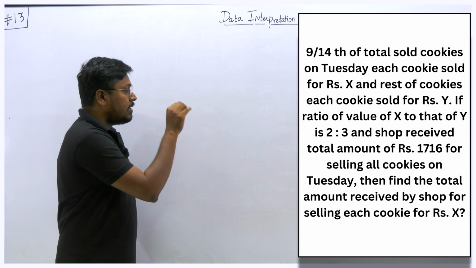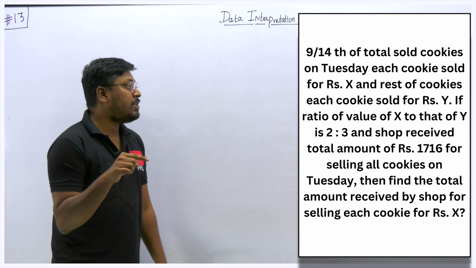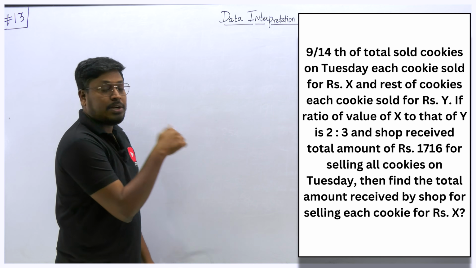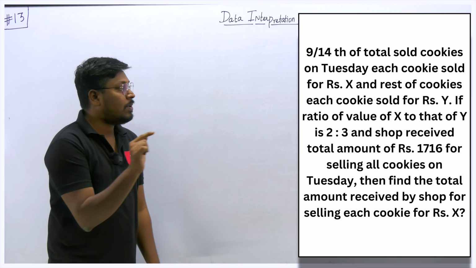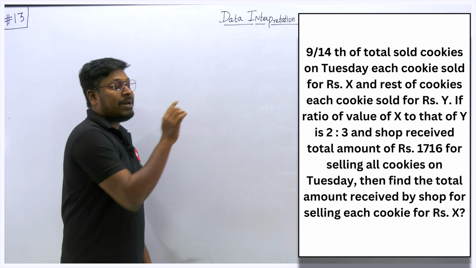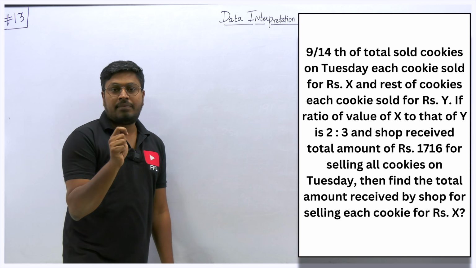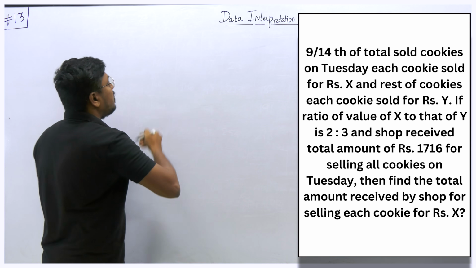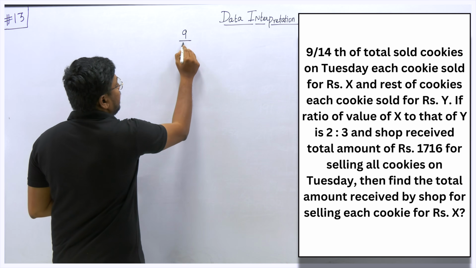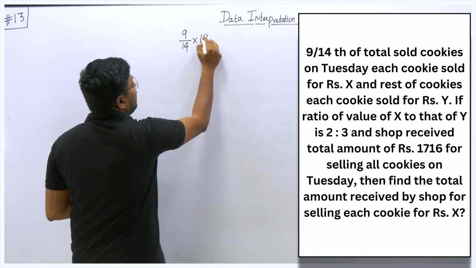First look at the chart. On Tuesday, the total number of cookies sold will be 182. Out of that 182, 9/14 of the total cookies on Tuesday, each cookie sold for rupees X. So they have sold that 9/14 of the cookies for some amount. So what we can do is take 9/14 out of the total number of cookies, which is 182.